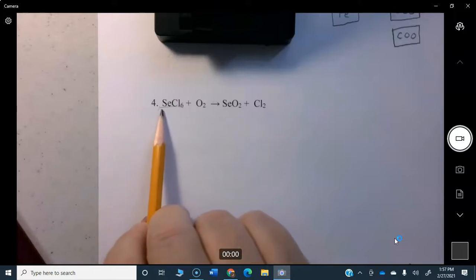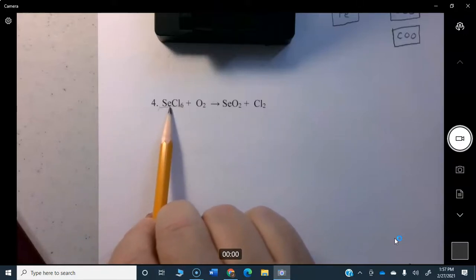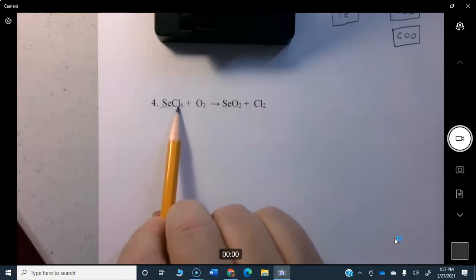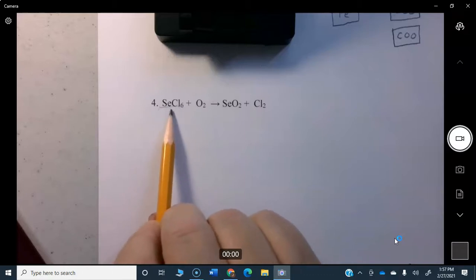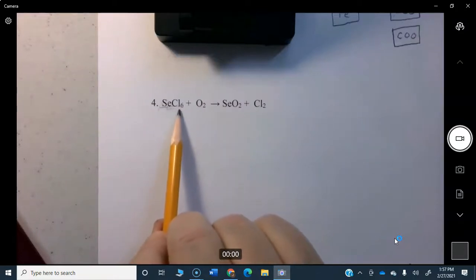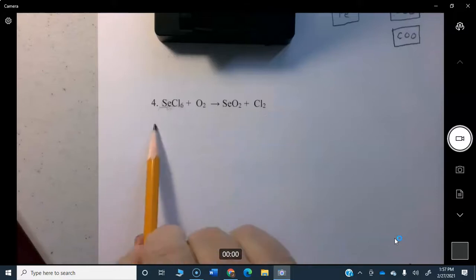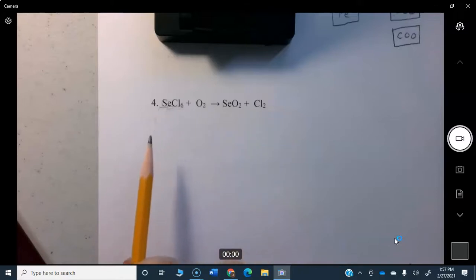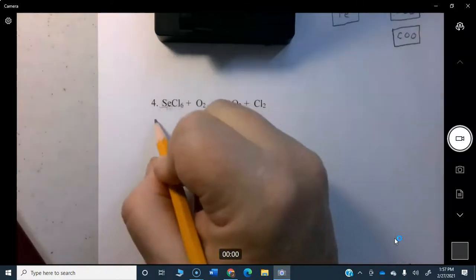This is a covalent bond, okay? Selenium is a nonmetal, or at least it's on the nonmetal side of the periodic table. It is a covalent bond. So it's selenium hexachloride. Hex is 6, hexachloride, okay? All right, let's do this box method first.